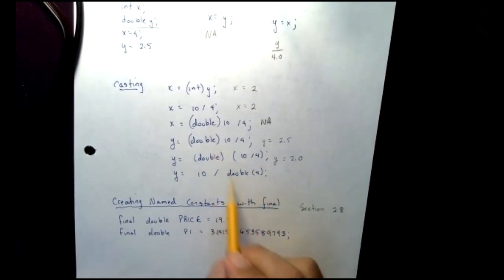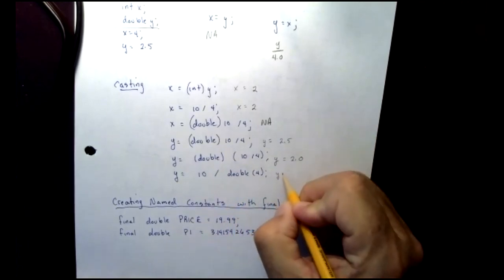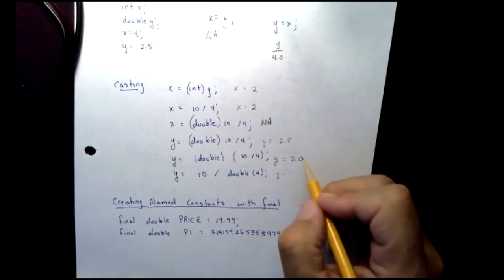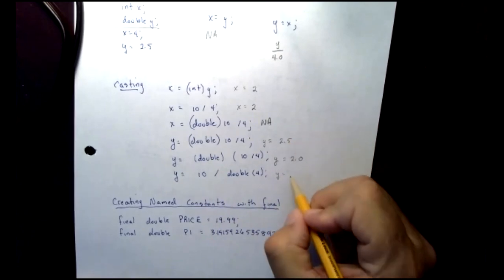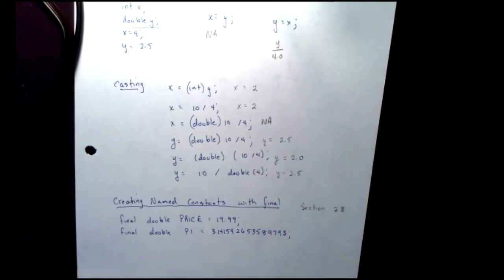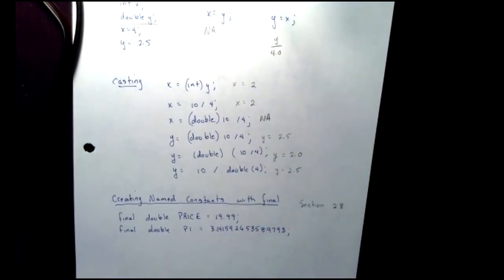You notice I can put the casting anywhere. Here I'm going to cast the 4 first into a double. Again, y equals, same as up here, y is going to equal 2.5. Okay, so I guess the takeaway here is you cannot store a double in an integer.